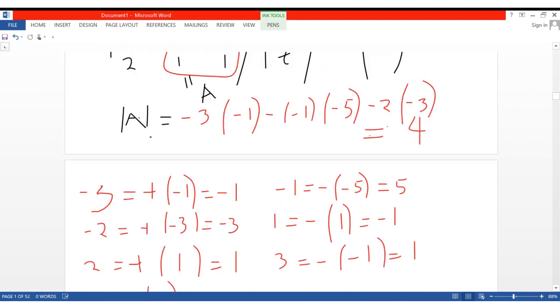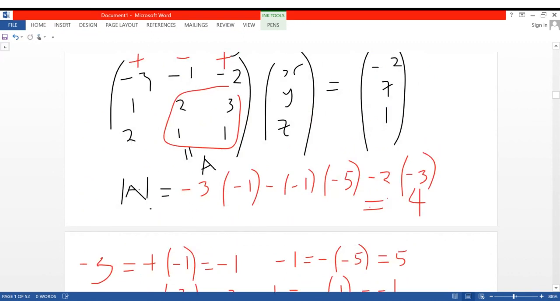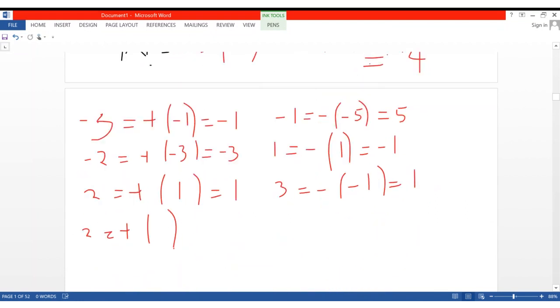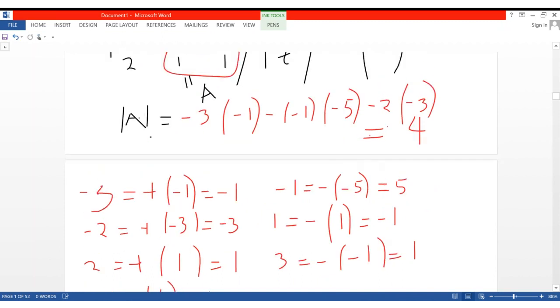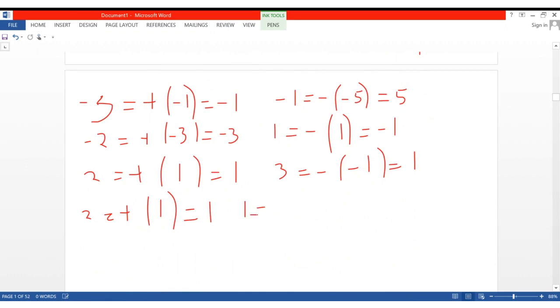Again, block the leading, so I remain with the first column and the last row. You remain with negative 1 times 3 minus negative 2 times 2. I'm getting that one as positive 1. Then the other element is 1. The sign is negative. Then I think I have another one here. The sign is positive.